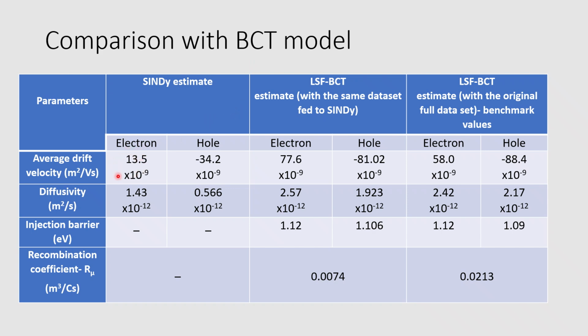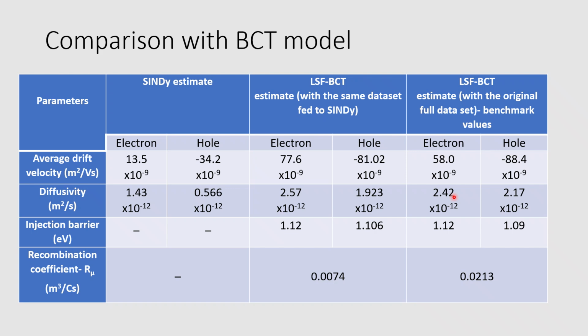So here you can see that the average drift velocity of holes and electrons is about 13 nanometer squared per volt second, and here the value is 34. Whereas when compared to the benchmark values, these values are really low because it's 58 and 88, and we get an estimate of 13.5 and 34. Here also the estimate is lower than the benchmark value. Here it's 1.43 and here it's 2.42. Here it's 0.56 and there it's 2.17.